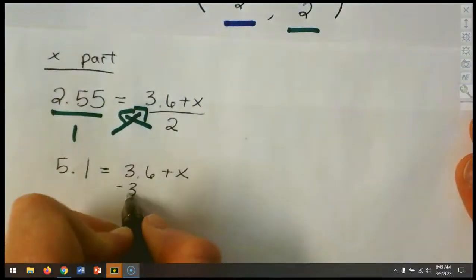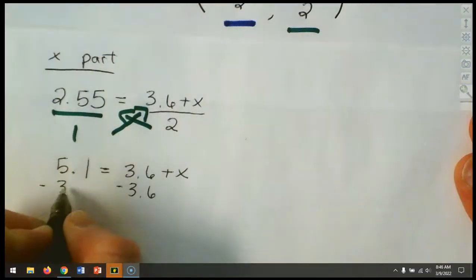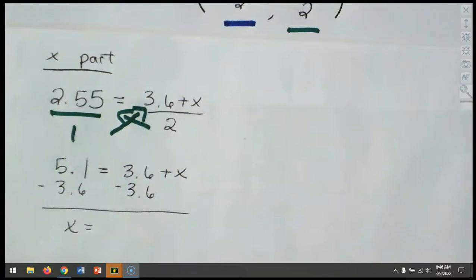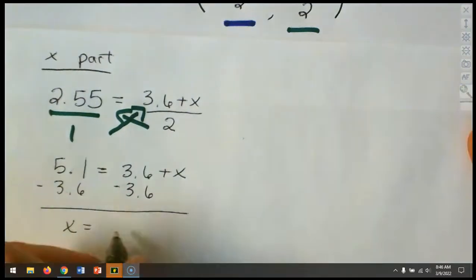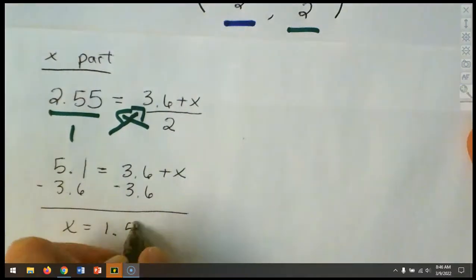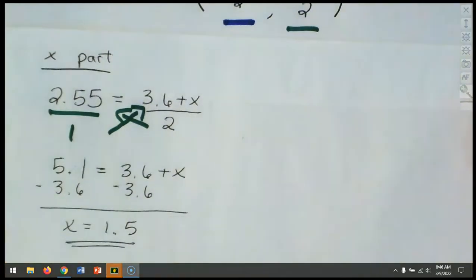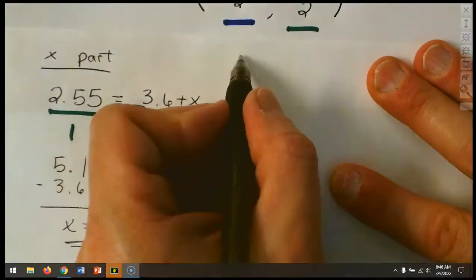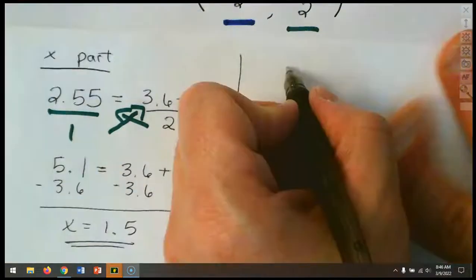Move that 3.6 over. Now we've got our x component, which is then a positive 1.5. Is everyone okay with that? You see what we did? We separated it out. Now we did the x part. We also must then do the y part as well.